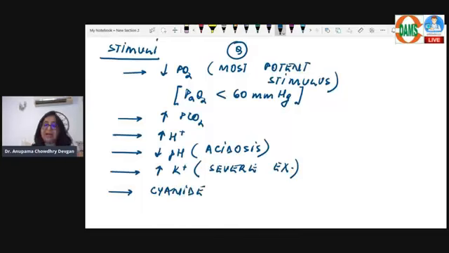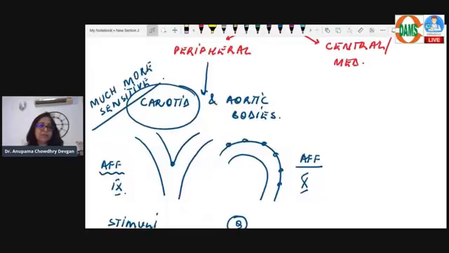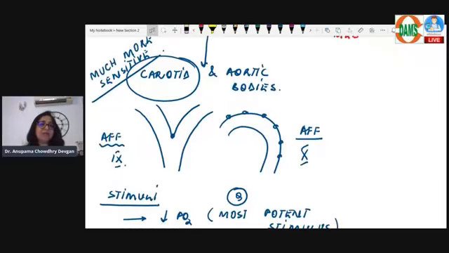Cyanide can directly affect these peripheral chemoreceptors. Let's have a look at this once again. If you look at the peripheral chemoreceptors, you have the carotid and the aortic bodies. Carotid body, at the bifurcation of the carotid, the afferent fibers, sensory fibers from the carotid will join the glossopharyngeal, 9th nerve. From aortic bodies, the afferent fibers will join the 10th nerve, vagus.